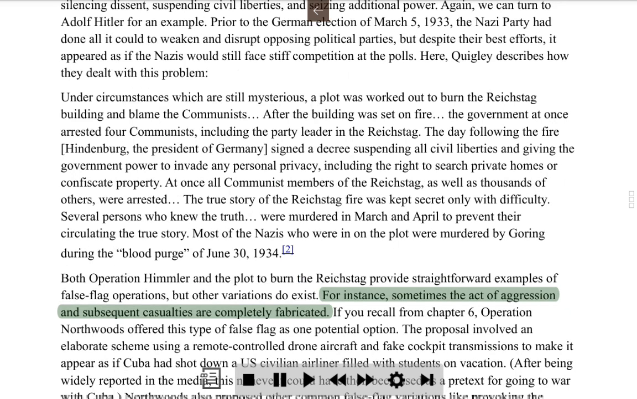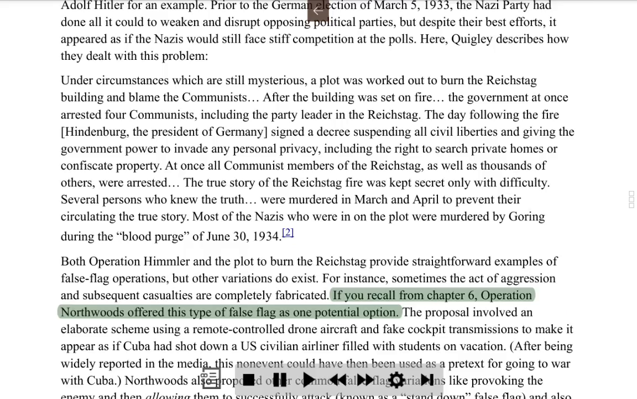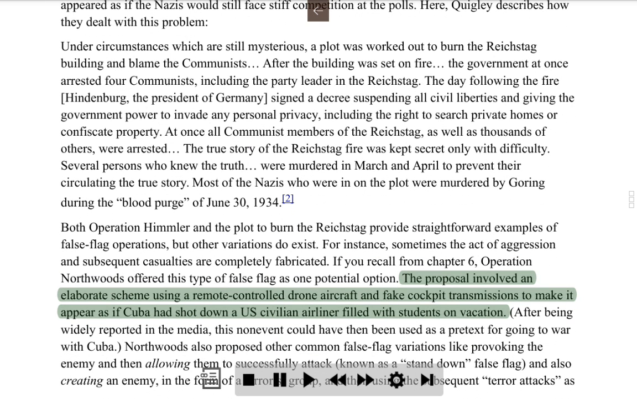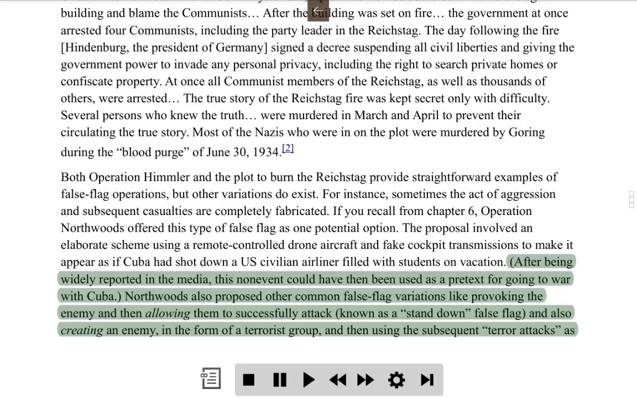For instance, sometimes the act of aggression and subsequent casualties are completely fabricated. If you recall from Chapter 6, Operation Northwoods offered this type of false flag as one potential option. The proposal involved an elaborate scheme using a remote-controlled drone aircraft and fake cockpit transmissions to make it appear as if Cuba had shot down a U.S. civilian airliner filled with students on vacation, after being widely reported in the media. This non-event could have then been used as a pretext for going to war with Cuba.